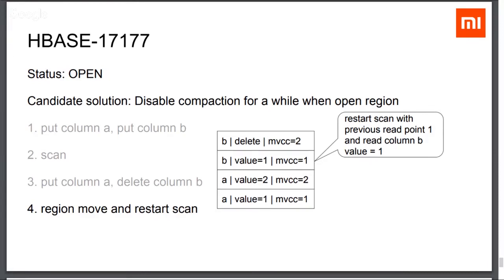We opened an issue for this problem, and it is still open. So any suggestions are welcome. One candidate solution is to disable compaction for a while when we open the region. For this case, because column B can't be compacted, the restart scan will get a consistent result.